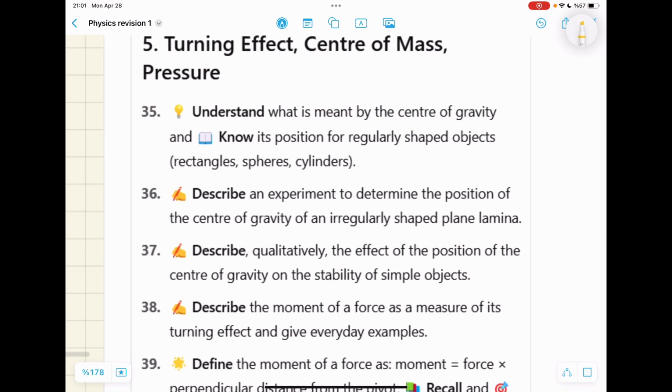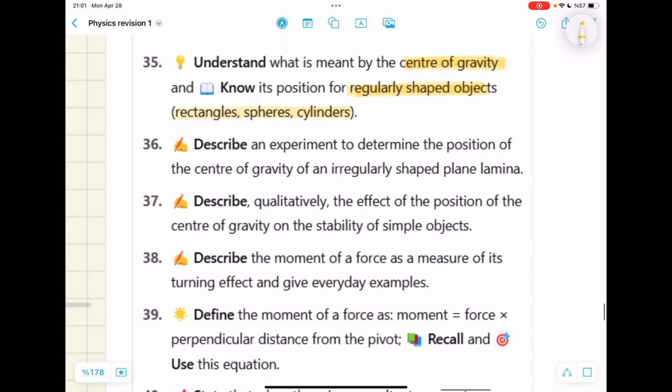Understand what is meant by center of gravity and know its position for regularly shaped objects such as rectangles, spheres, and cylinders. Describe an experiment to determine the position of center of gravity of an irregular shaped plane lamina.